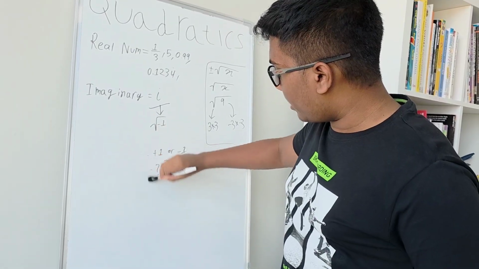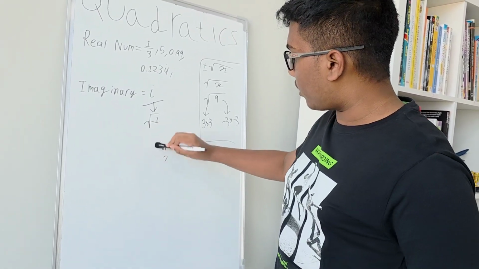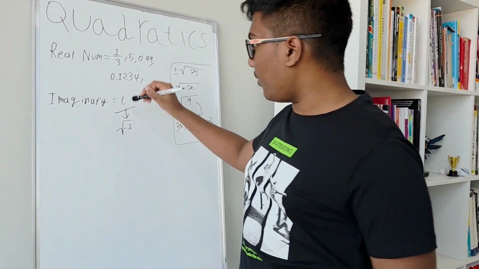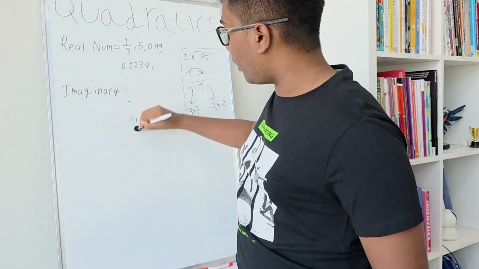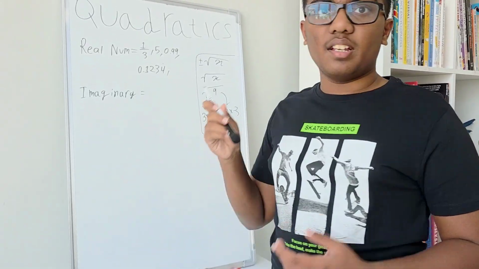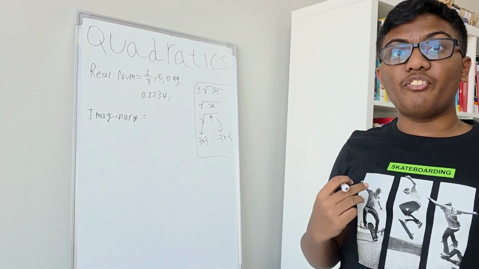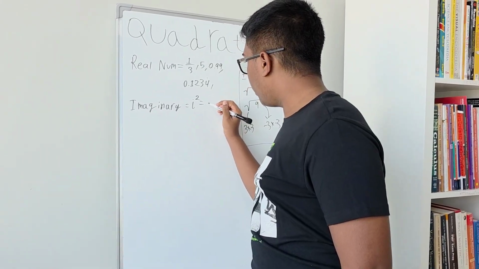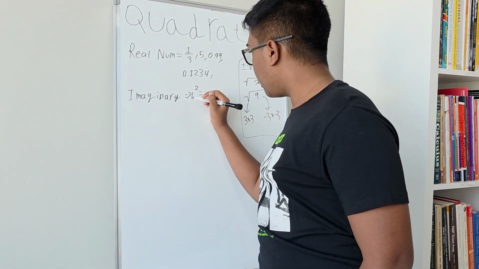So we take the square root of minus 1 as equal to a number called i. Square roots of any negative number have the base of i, and the number in front of it is a coefficient. i squared is equal to minus 1.